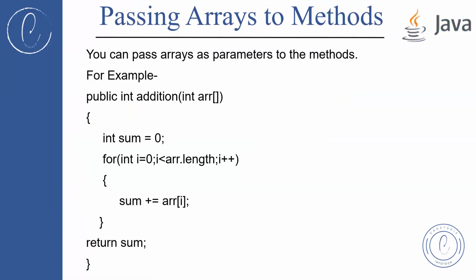So now we are going to move forward with our topic arrays, and we are going to study the next concept in arrays, that is passing arrays to methods. So we commonly pass arrays as parameters to the methods. As you can see in the example, here we have provided a function called addition, and this addition function is getting the array as a parameter and its return type is int. Here I'm calculating the sum of the elements of the array. As you can see here, we have created a for loop in which we are calculating the sum of all the elements of array, and then we are returning the sum.